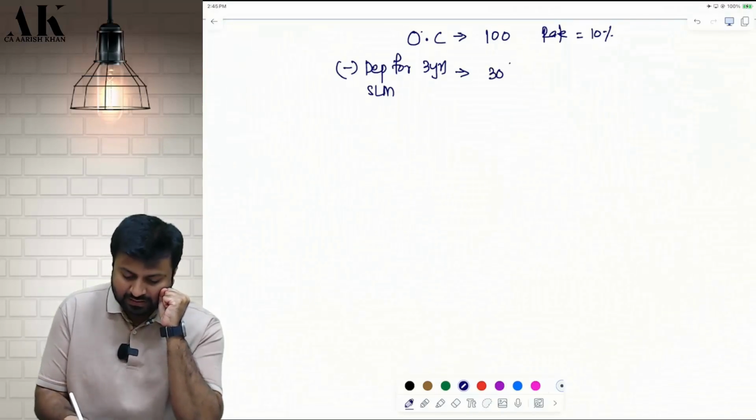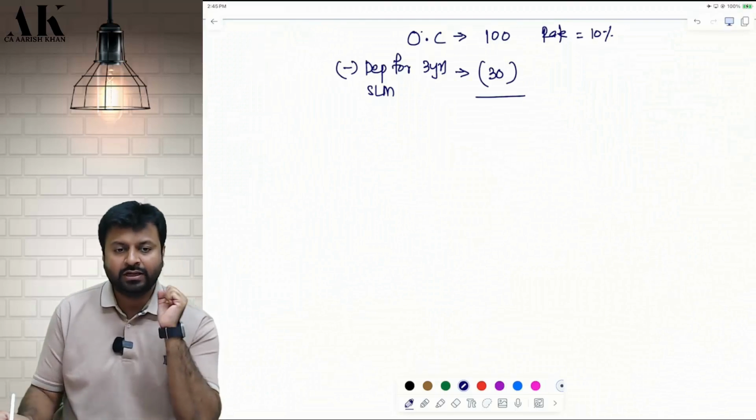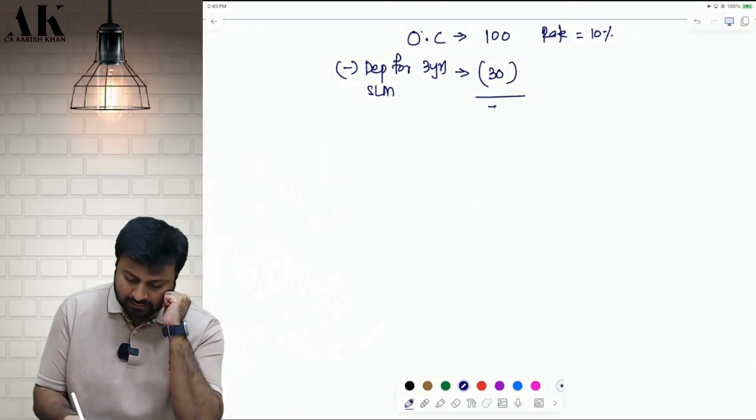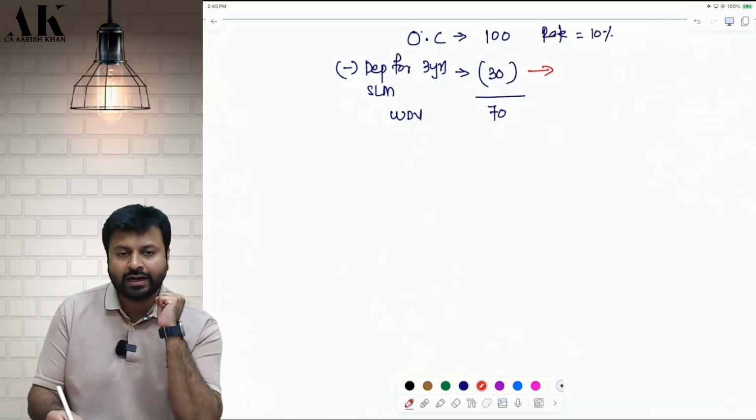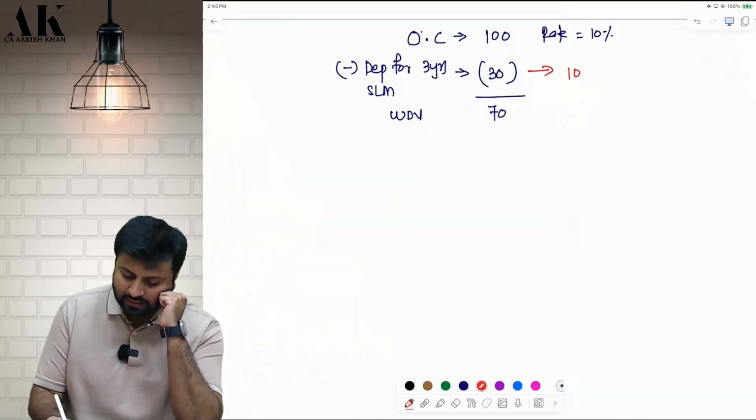It will be 30 rupees. Correct. Every year it will be same only. Yes. So 70 rupees is my WDV after 3 years. Okay. And what is the depreciation amount that I am going to get every year? It is 10 rupees per annum. Correct?